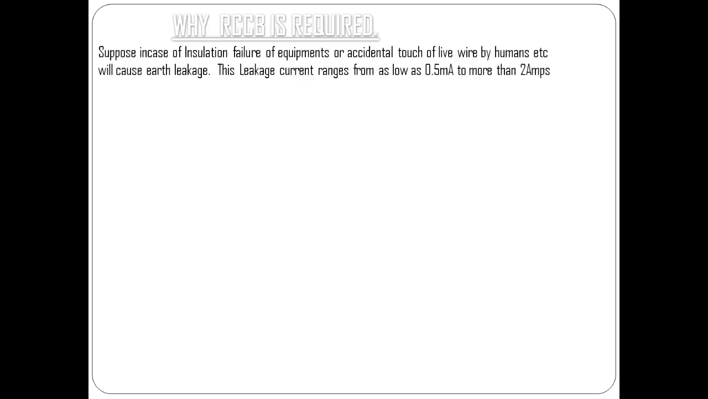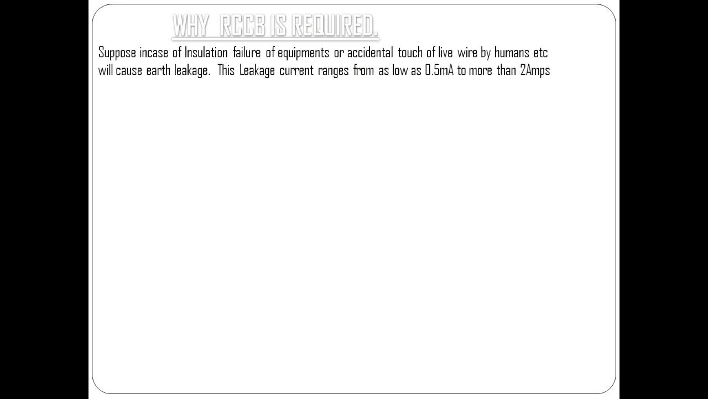So why is RCCB required? Suppose in case of insulation failure of equipments or accidental touch of a live wire by humans, it will cause earth leakage. This leakage current ranges from as low as 0.5 milliamps to more than 2 amps. Insulation failure of equipments due to aging or poor maintenance, if it touches the body, will cause earth leakage. And if any person accidentally touches the live part, he will get a shock. The leakage current ranges from 0.5 milliamps to more than 2 amps.